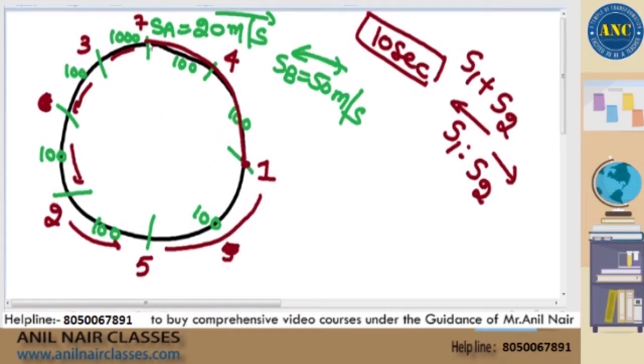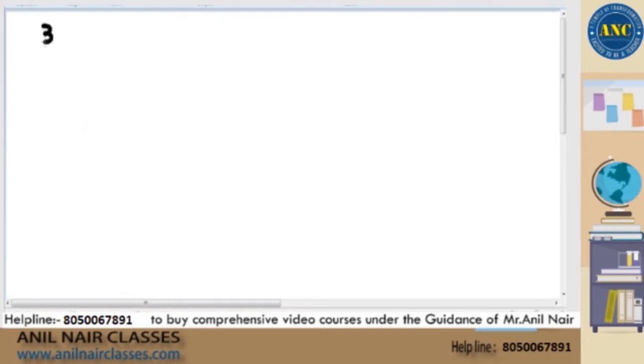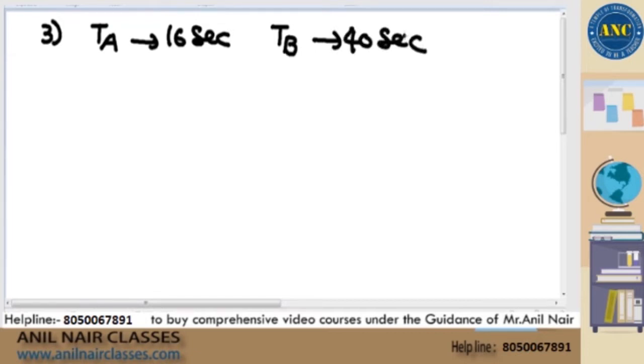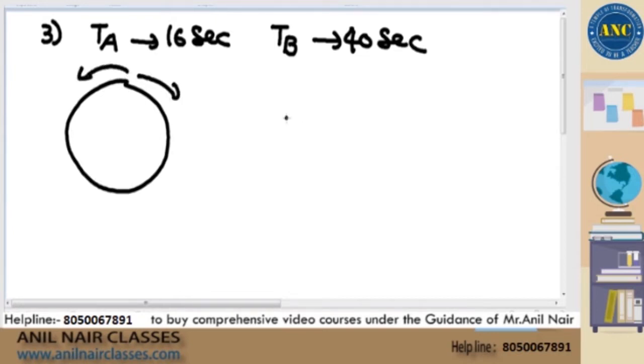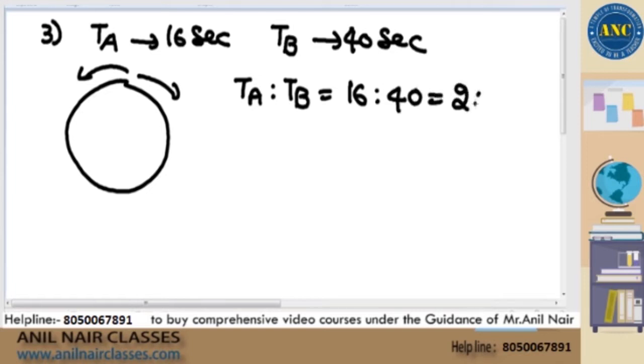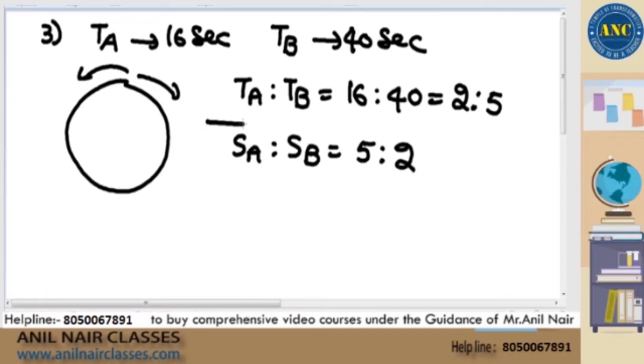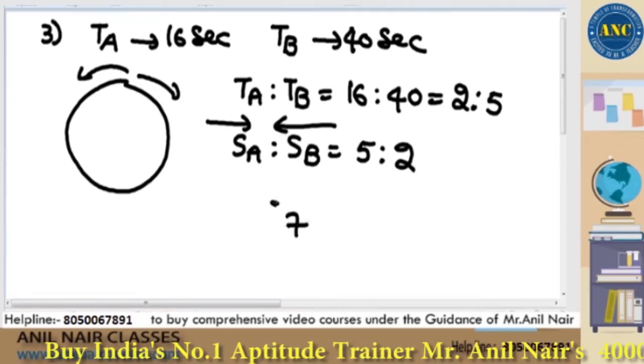Please take this question. Just listen carefully to every key point. TA is 16 seconds, the time taken by A to complete one round. TB is 40 seconds to complete one round. Both A and B are moving in the opposite direction. If they move in the opposite direction, the number of distinct meeting points is given by 16:40. It is 2:5. So speed and time are inversely proportional, so SA:SB will become 5:2. Both are traveling in the opposite direction. Answer will be 7.